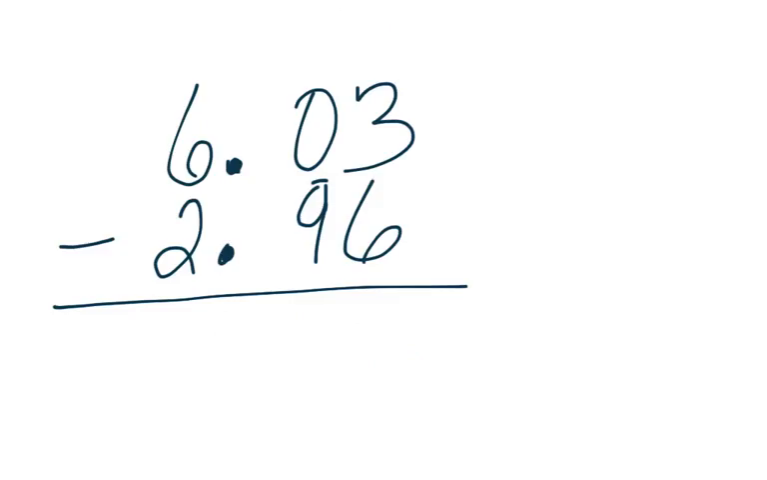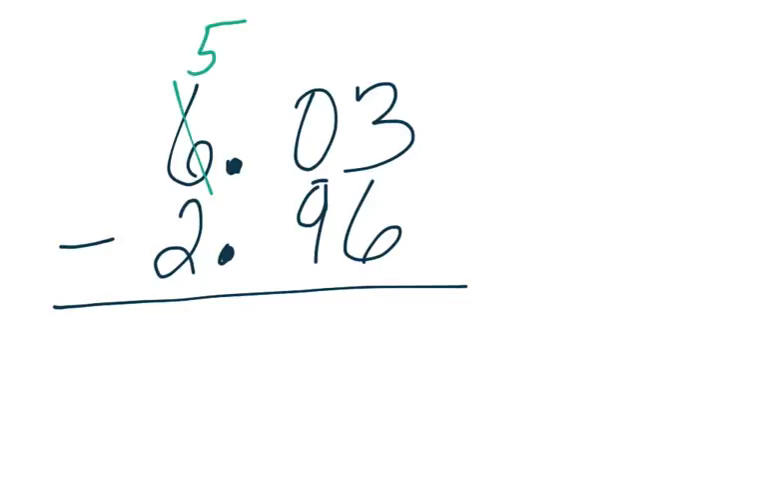Now, let's go try our next example, which is 6 and 3 hundredths minus 2 and 96 hundredths. So now this one we have a 0. We're going to have to subtract across the zeros. So I can't take 6 away from 3 hundredths. So now I don't have anything in my tenths place, so I'm going to have to go all the way to my ones place to start my regrouping.